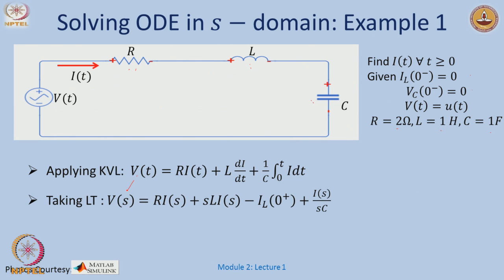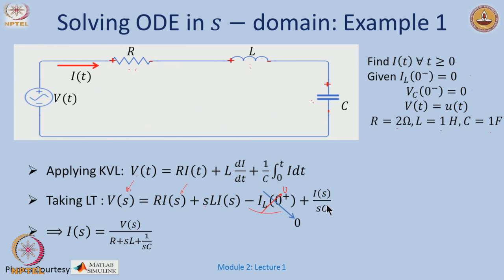V transforms to V(s), i transforms to I(s), the differentiation of i would multiply it by s with I(s), the L remaining as it is, and with some initial conditions which are assumed to be 0, and we will see that this eventually will go to 0, because the inductor does not allow a rapid change in current. And then the integral property, right, integral of i dt would be I(s) over s with the C remaining as it is. Okay.